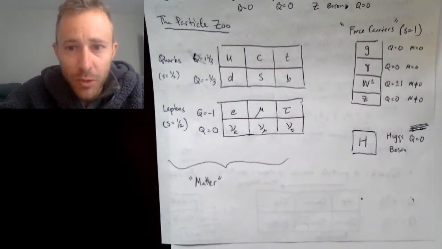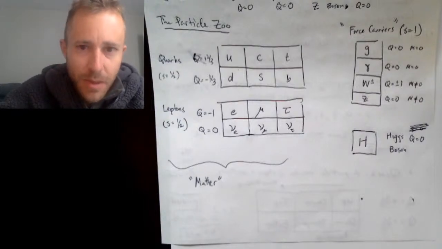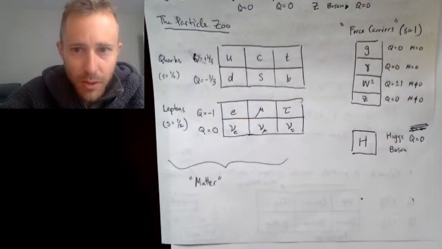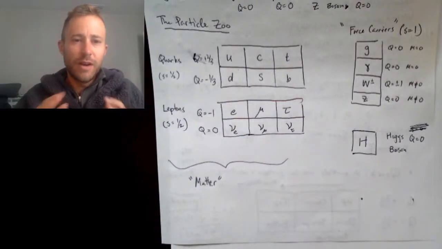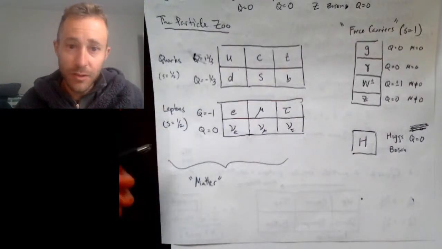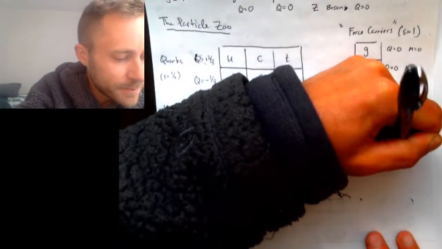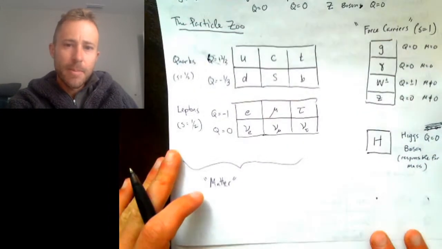Because the Higgs boson has spontaneous symmetry breaking, it basically acts like a drag on all the other particles. So without the Higgs boson, nothing would have mass. Interacting with the Higgs boson is what gives particles mass in the first place. So it is responsible for mass.